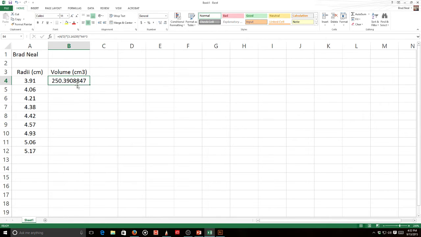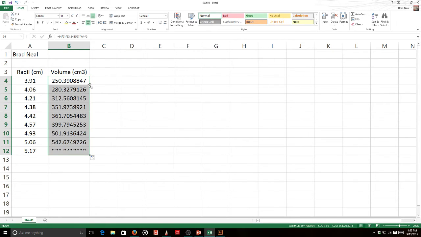I did that for one cell. I can now have Excel calculate all the information for me. So I take my cursor to where it goes from being the little white cross to the black cross. Now I'm going to double click, and it fills all the way down for me quite nicely.